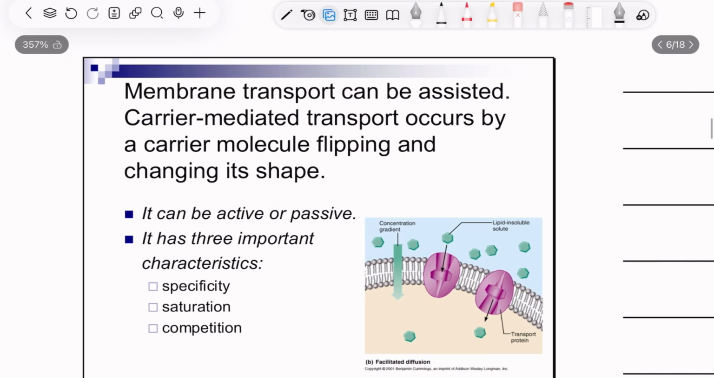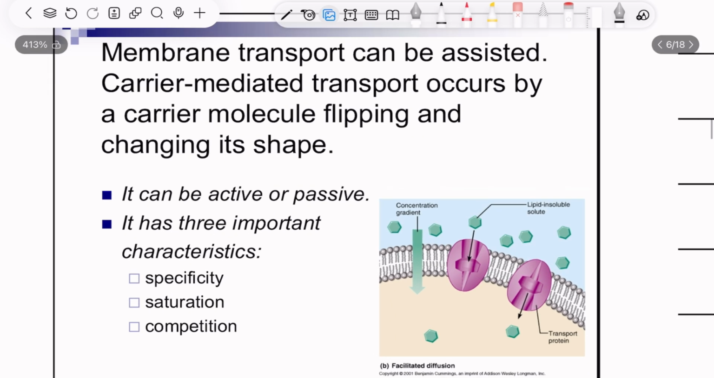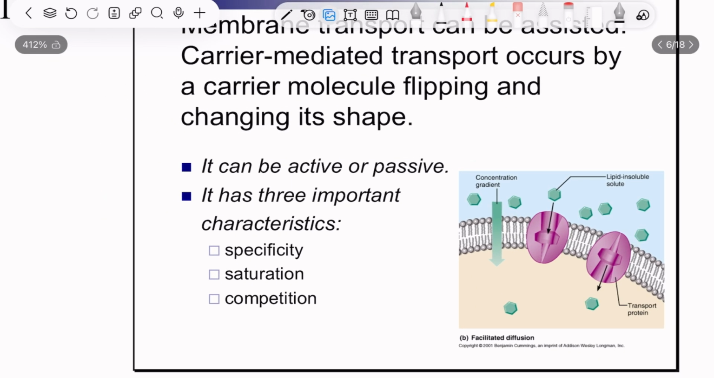Okay. Membrane transport can be assisted. Carrier-mediated transport occurs by a carrier molecule flipping and changing its shape. So carrier-mediated transport means that a molecule, like glucose or ions, needs help from carrier proteins to cross the membrane. This carrier protein changes its shape to move the molecule. It can be active or passive. Active meaning it uses energy, like adenosine triphosphate, and passive meaning no energy is used.